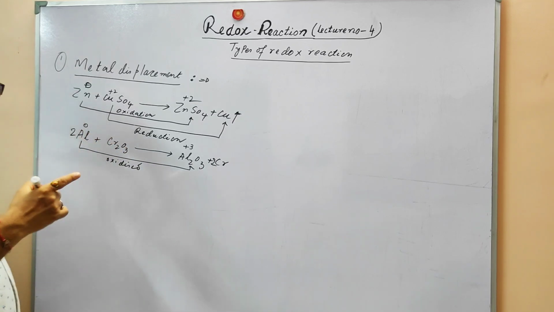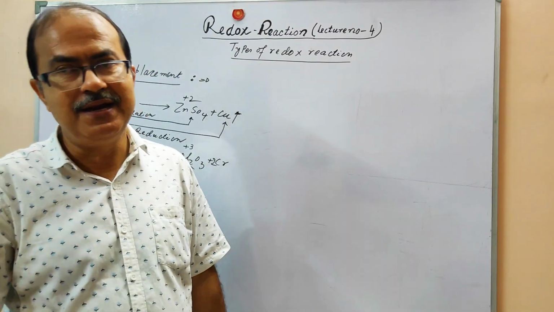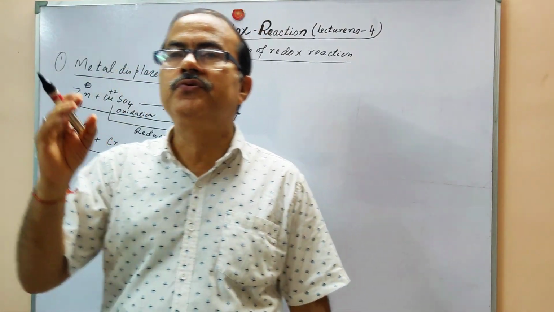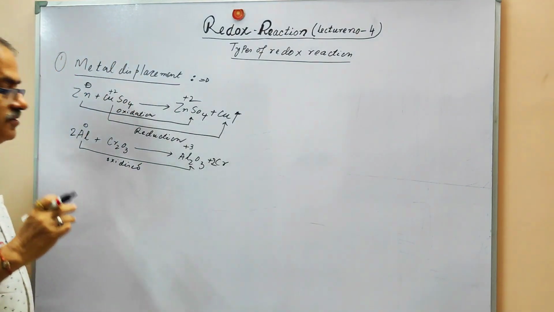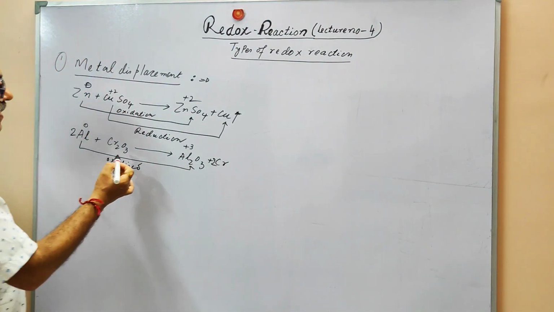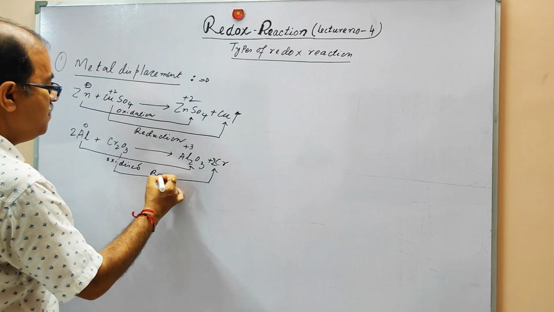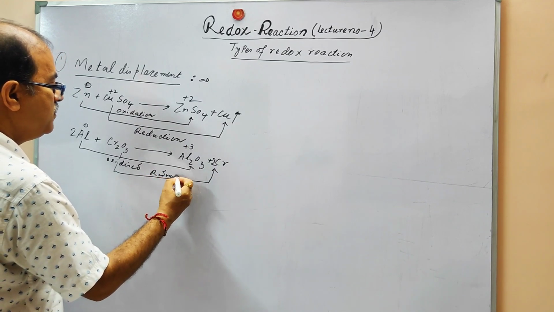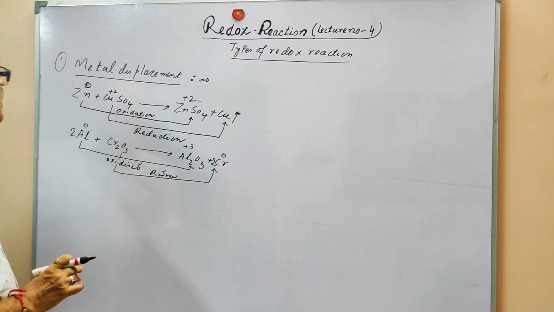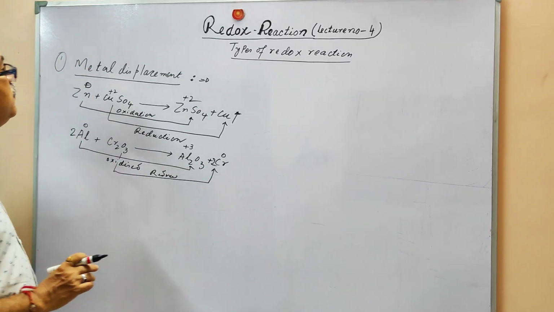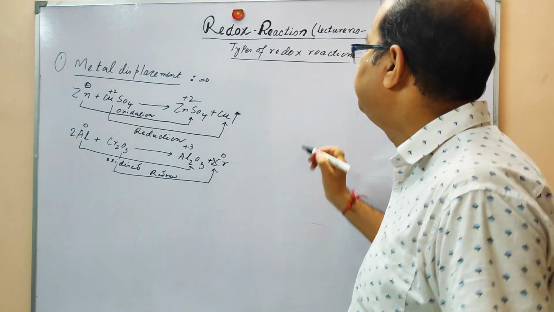This is a very, very important reaction that you can observe when you are in the metallurgy section. At that time you see how the metal has been extracted from this oxide, and this is a very important reaction. And here you can see chromium has been reduced. So these are the metal displacement reactions.